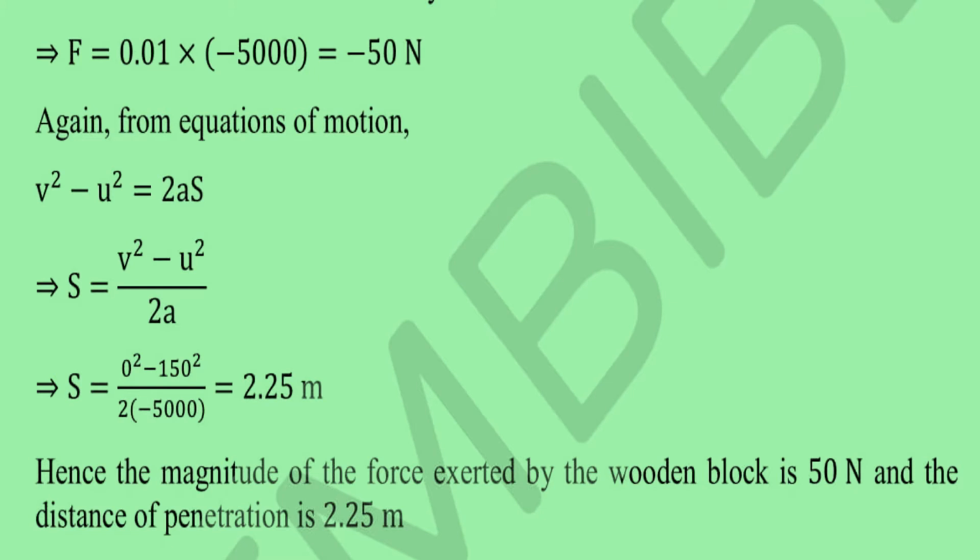For finding S, you can either use the equation S equals ut plus half at square, or v square minus u square equals 2as. Here I have used the equation v square minus u square equals 2as. So S can be written as v square minus u square divided by 2a. Substitute the values of v, u and a so that you will get the value of S as 2.25 meter.